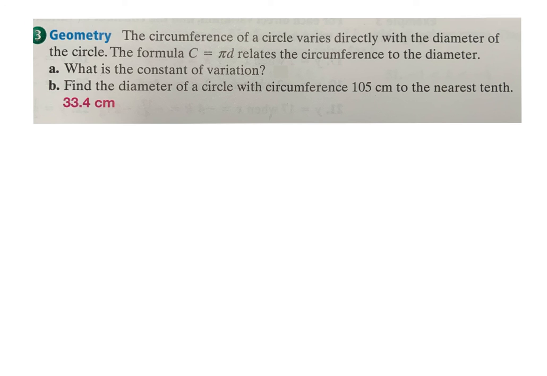33.4 centimeters. So if circumference is 105, 105 equals pi times diameter, then you're just going to divide both sides by that pi to get the diameter. All right. And if you use 3.14, you may have gotten something different. Pi in your calculator is going to go on as long as the calculator will, to whatever decimal place the calculator will take pi.